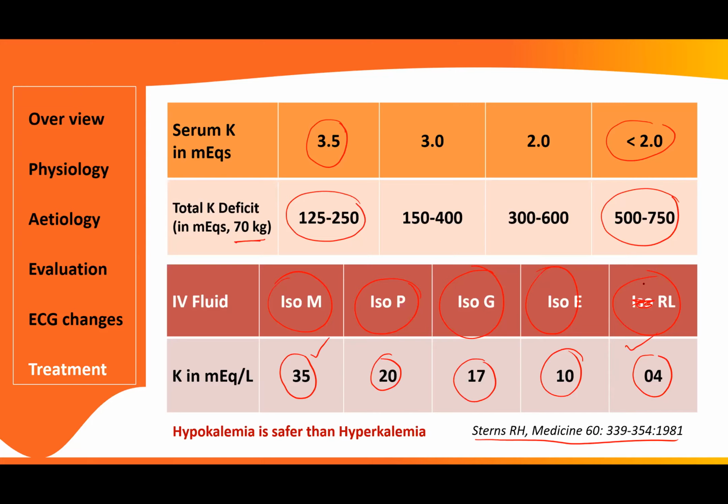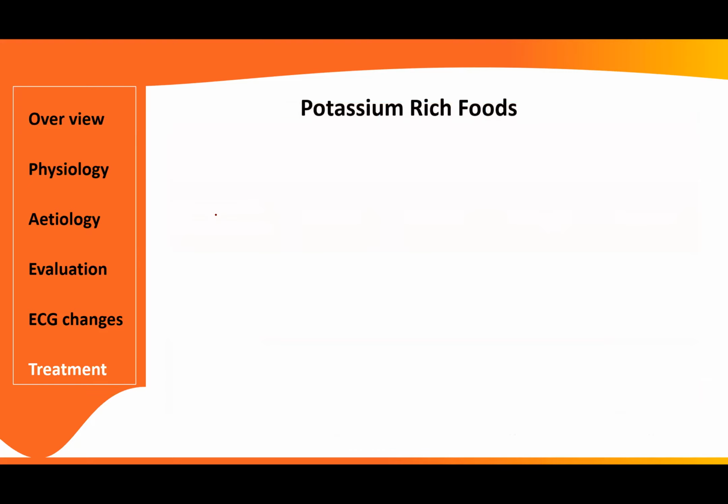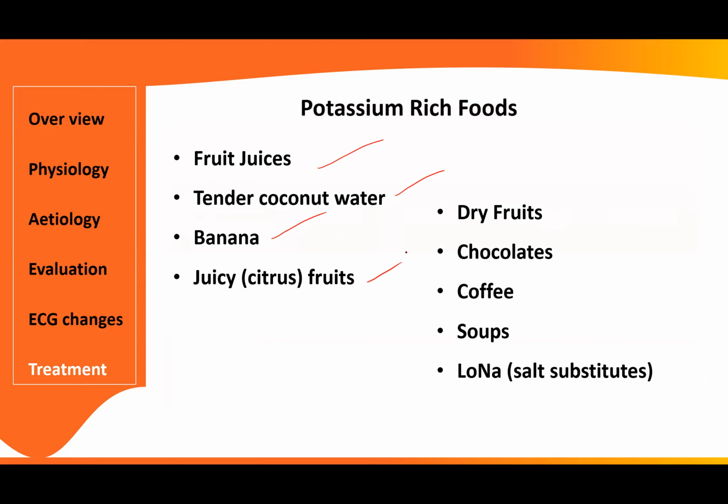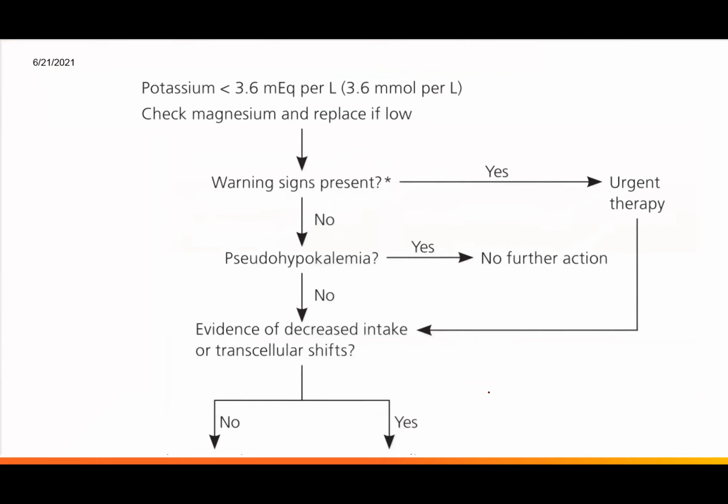Okay. So hypokalemia is safer than hyperkalemia. That is why don't be too vigorous to push the potassium to the other extreme. I gave you certain common IV fluids and their potassium content for your practical guidance. So what are some potassium rich foods? Fruit juices, tender coconut, banana, juicy and citrus fruits, dry fruits, chocolates, coffee, soups, and low sodium salt substitutes, where sodium content will be less, it is a potassium salt there. These are the potassium rich foods.